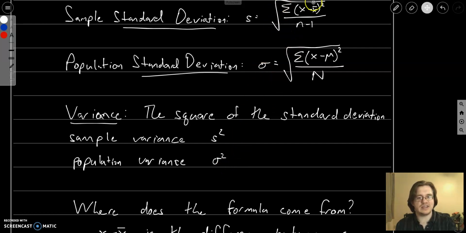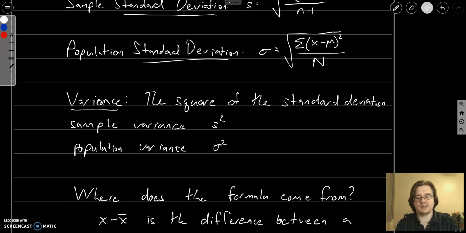Notice that we're taking a square root. If you square this, you're essentially just removing the square root sign. The variance we won't use all that often this semester; we'll mostly use the standard deviation.